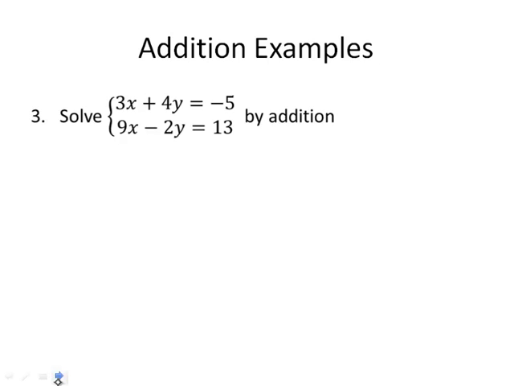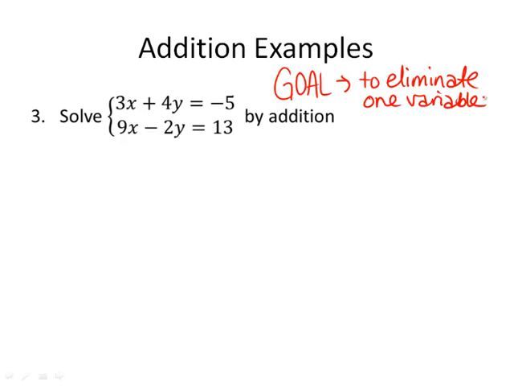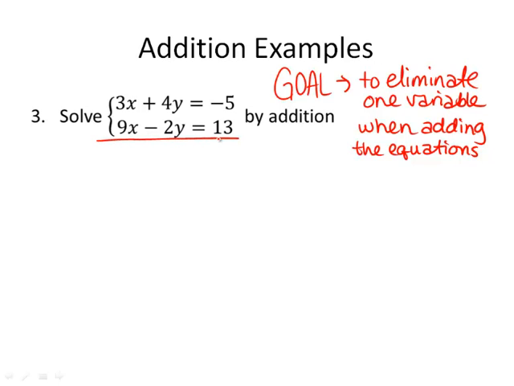Let's move on to an example where our coefficients are different as well. So remember, the goal is to eliminate one variable when adding the equations. Let's take a look at this example. You have a few options here. You could try to eliminate the x, or you could try to eliminate the y. It really is your choice.